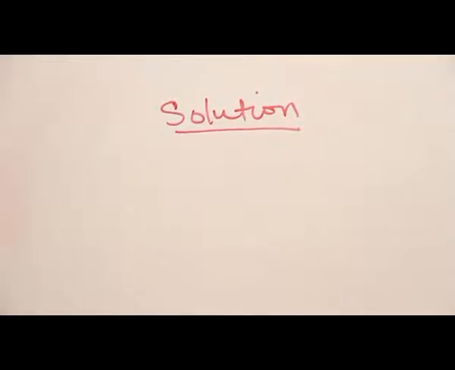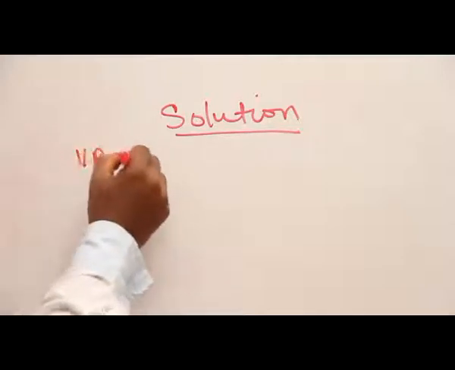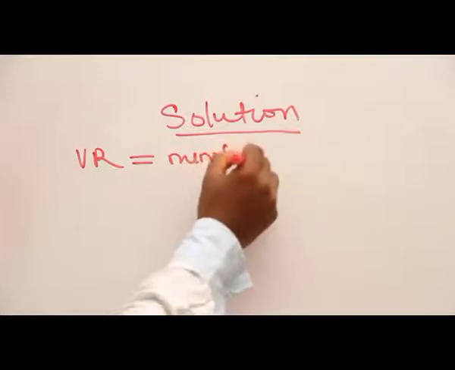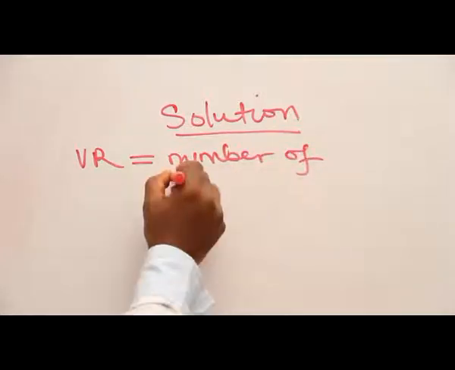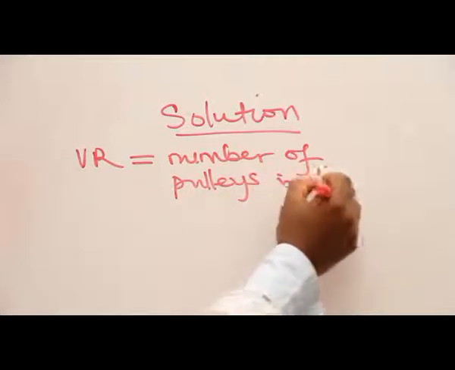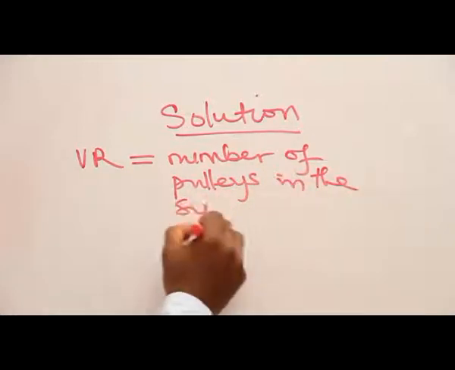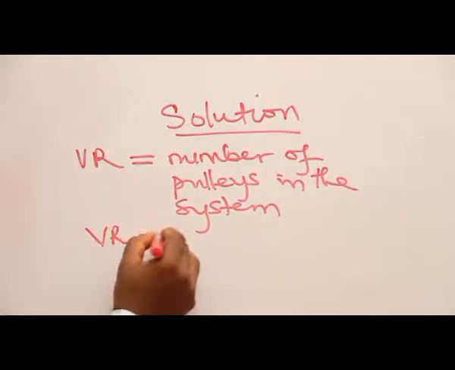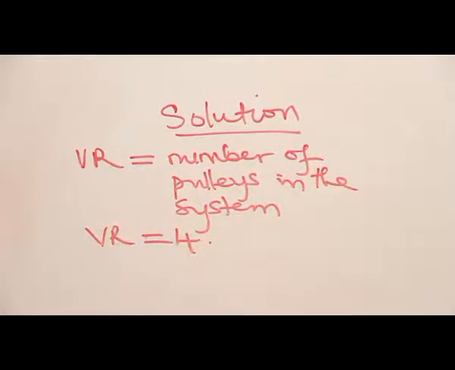First, from the diagram, we observe that there are 4 pulleys that make up the pulley system. So the velocity ratio is 4. Velocity ratio is equal to the number of pulleys in the system. That means velocity ratio is equal to 4.